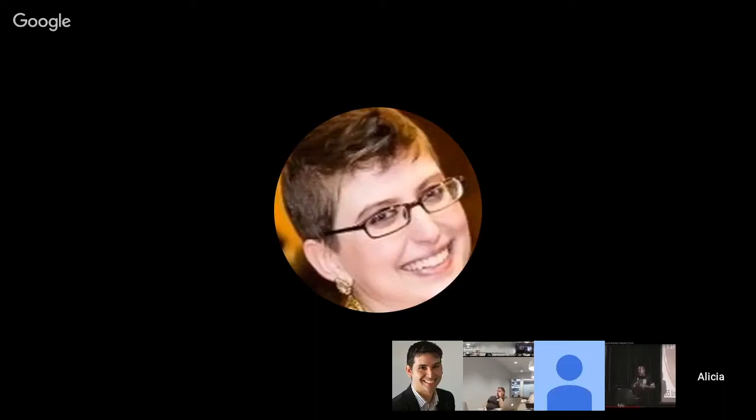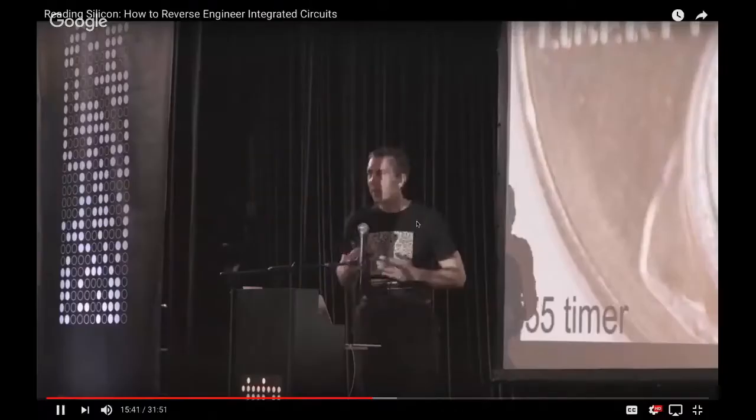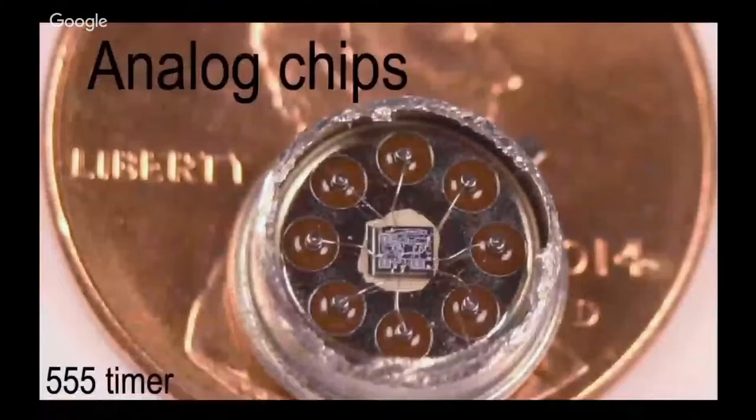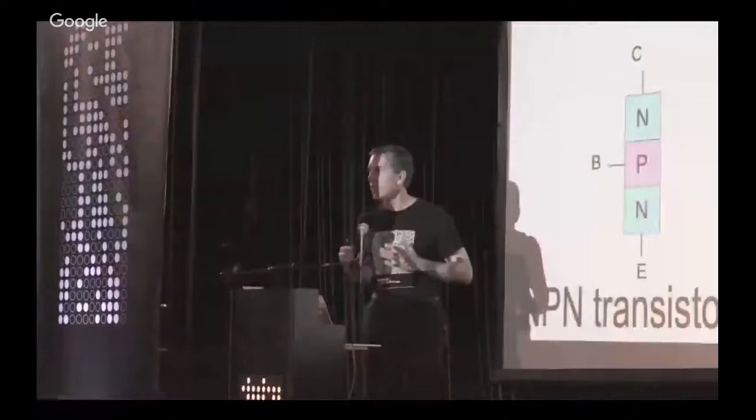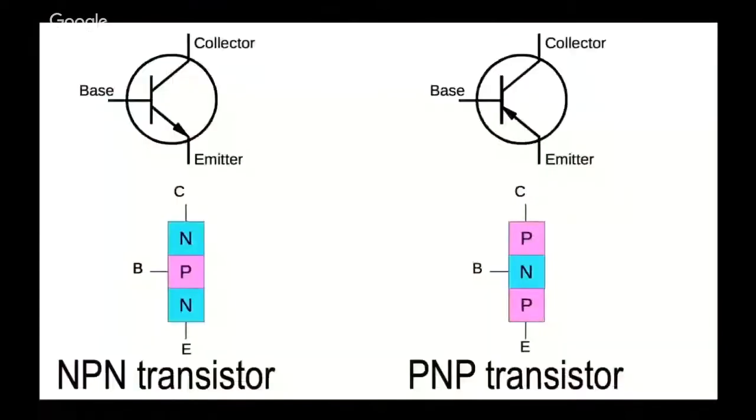I'd like to move on to analog chips. Anyone here ever used a 555 timer? Yeah, pretty much all of you. So this is one that I cut open. Before I get into the details of that, I should talk a little bit about bipolar chips, bipolar transistors, the NPN and PNP transistors that get used.